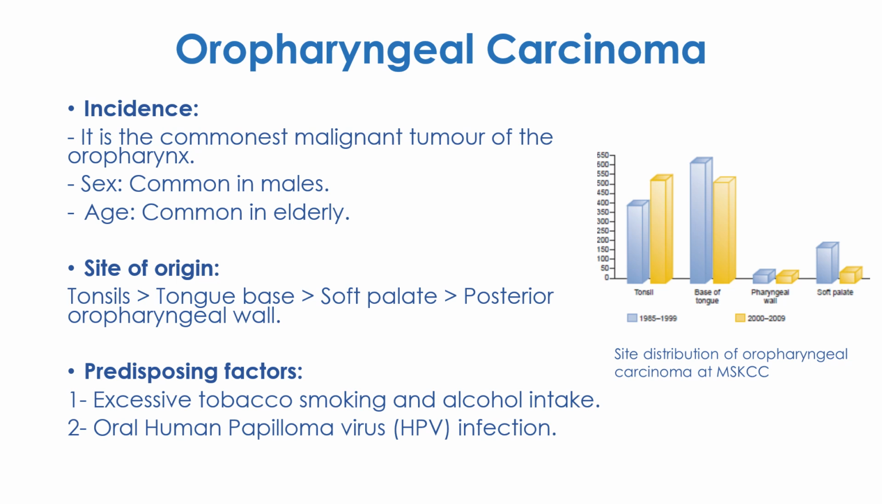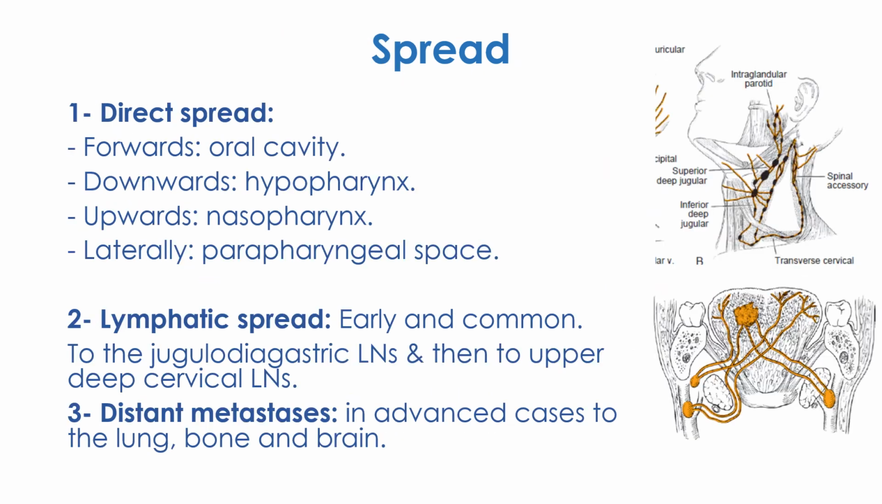Oropharyngeal carcinoma is the commonest malignant tumor of the oropharynx. It's common in males and the elderly. As for site of origin, it frequently affects the tonsil, and less frequently the tongue base, soft palate, and posterior oropharyngeal wall. Predisposing factors for oropharyngeal carcinoma are excessive tobacco smoking and alcohol intake. Oral human papillomavirus infection is another predisposing factor which has caused a marked increase in the incidence of oropharyngeal carcinoma, especially in Western countries and the United States of America.